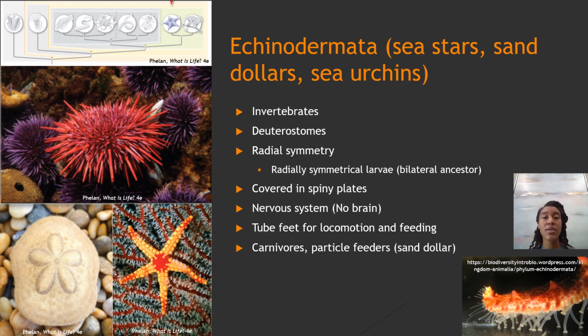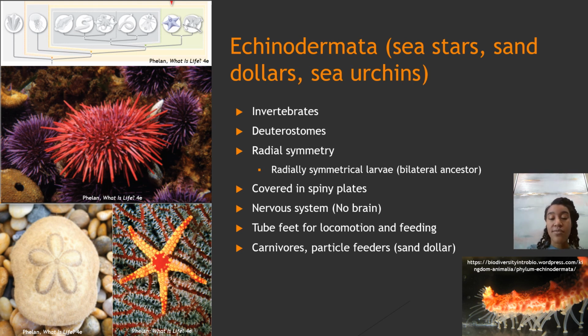Organisms within the phylum Echinodermata are the first deuterostomes we're going to be talking about. And just as a reminder, that means that the first opening in their early development becomes their anus. So they develop anus first and mouth second. Some examples of echinoderms are starfish, sand dollars, and sea urchins. They're all invertebrates and they all exhibit radial symmetry in their adult form at least. Their larvae are actually bilaterally symmetrical, and this indicates that they do have a bilateral ancestor.